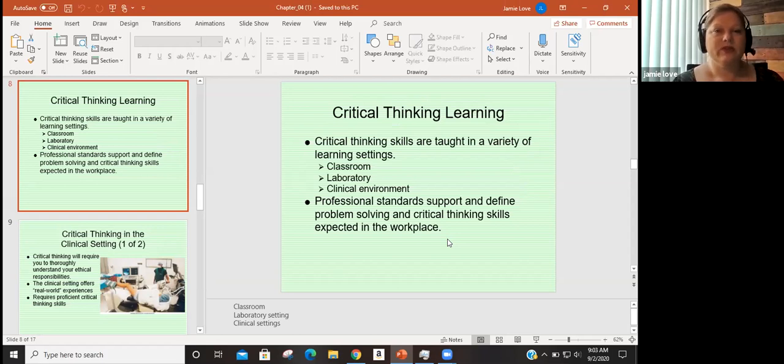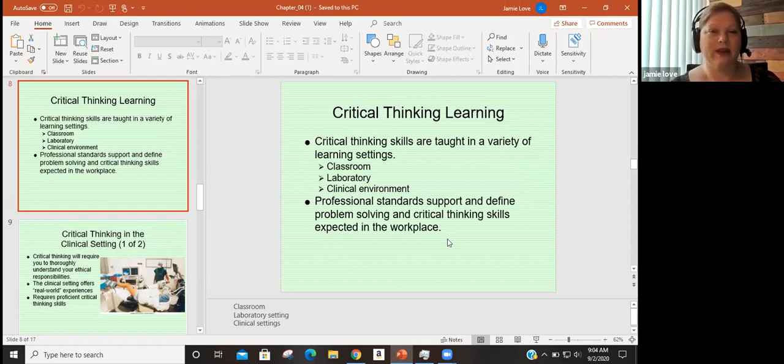So we do critical thinking in the classroom, in the lab, and in clinic. Today would be a good example of us doing our critical thinking skills in the classroom. When we go into the lab room tomorrow, I'm going to give you guys some scenarios, like putting in a 14x17 portrait at 40-inch SID.